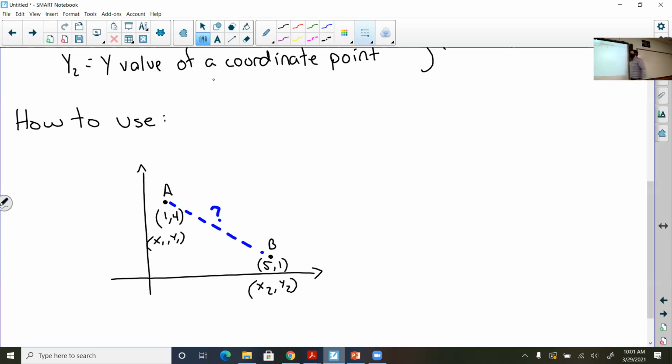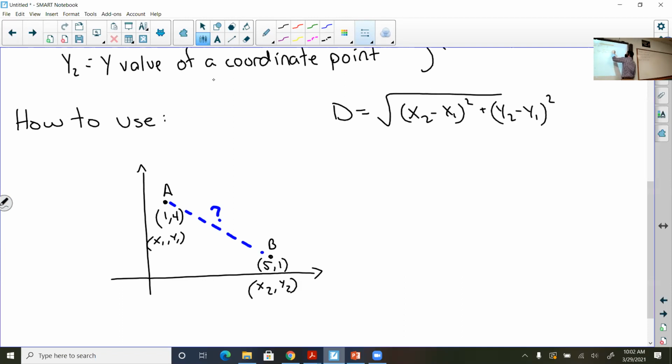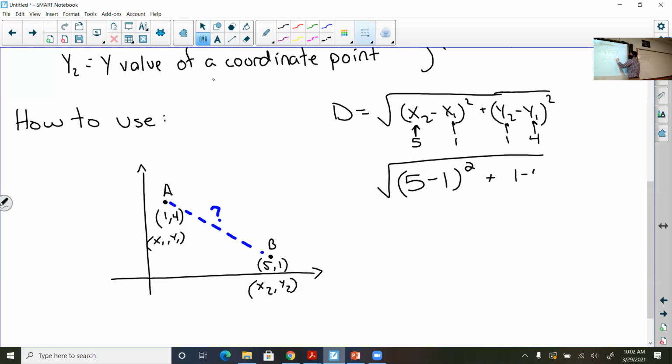So I'm going to take this information and plug it into my distance formula, which again has been derived from the Pythagorean theorem. I know my x sub 2 is 5, my x sub 1 was 1, my y sub 2 was 1, my y sub 1 was 4. So I get 5 take away 1 squared plus 1 take away 4 squared, or 4 squared plus negative 3 squared.